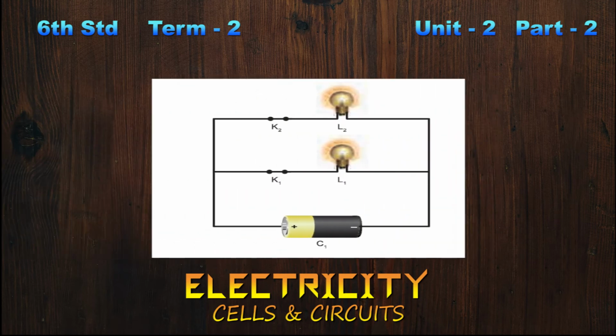But in a parallel circuit, two or more bulbs are connected in a parallel way in a circuit. That type of circuit is called a parallel circuit.